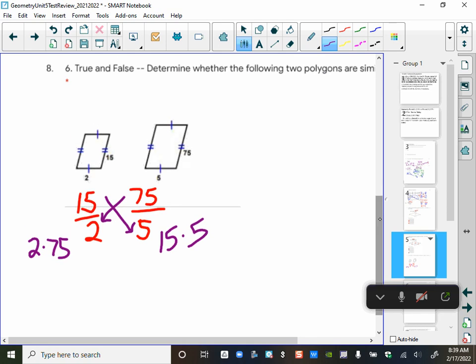Check your multiplying. No, it's not proportional. Nowhere near. And even if you just did a straight up division, 15 divided by 2, 75 divided by 5, that's not going to work. Absolutely not. But proportion will definitely prove it. So, absolutely not similar.